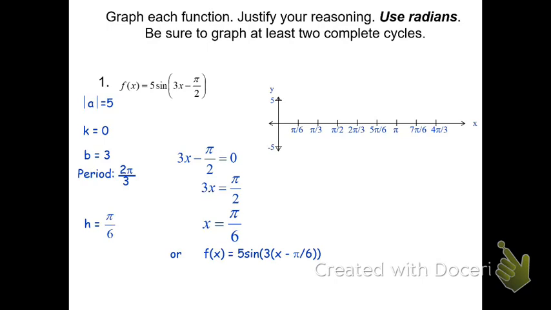So counting by pi over 6 for each tick mark, 1 pi over 6, 2 pi over 6 is pi over 3, 3 pi over 6 is pi over 2, 4 pi over 6 is 2 pi over 3, the full cycle, and so on.